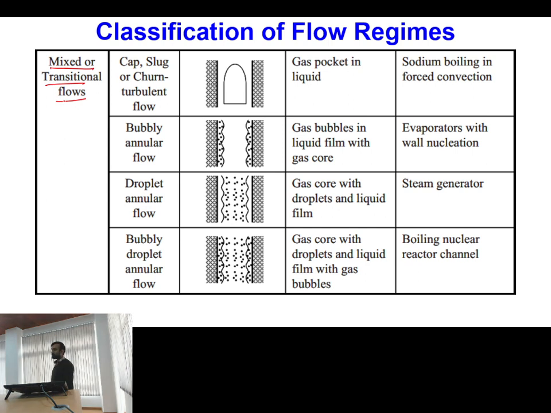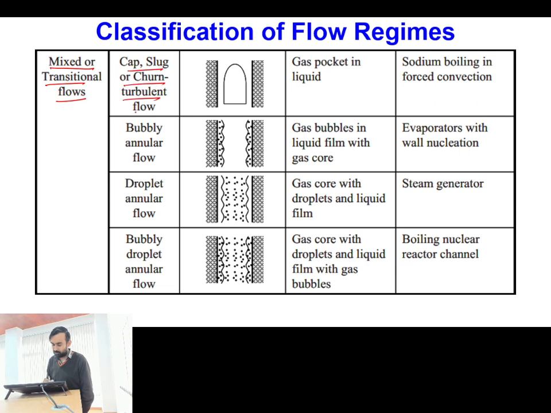Okay, so mixed or transitional flows, typically cap, slug, churn, turbulent flows. Here we have seen the gas pockets present in the liquid medium, and this type of situation you can see in sodium boiling in actually forced convection process. And then we have bubbly annular flow.